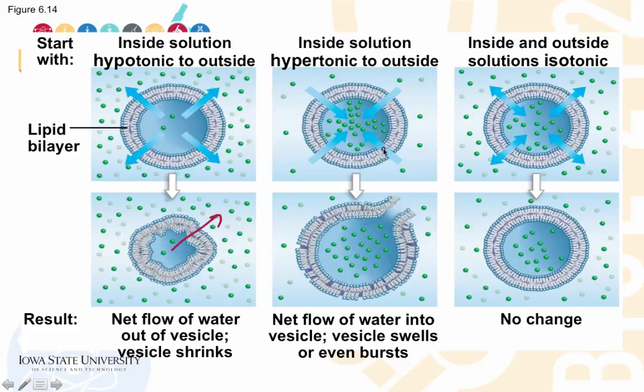When the inside of the cell or a vesicle is hypertonic, meaning that it has a higher solute concentration relative to the outside, water from the outside solution moves in, leading to the swelling or even bursting of the vesicle if too much water gets in. And in the third case, if the concentrations of solute are equal on both sides, then there isn't any net movement of water. Water can still diffuse from one side to the other, but there's no net movement. And the solutions on both sides are said to be isotonic to each other. And as a result, the vesicle maintains its shape.